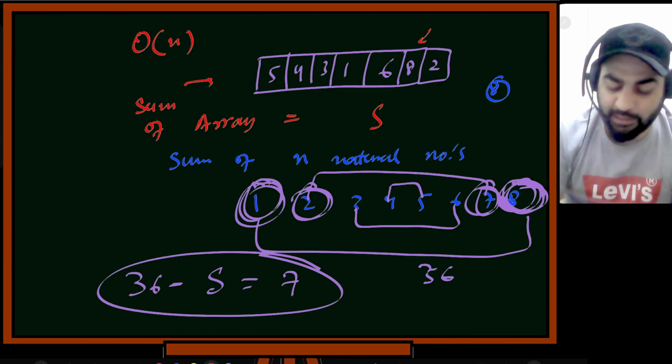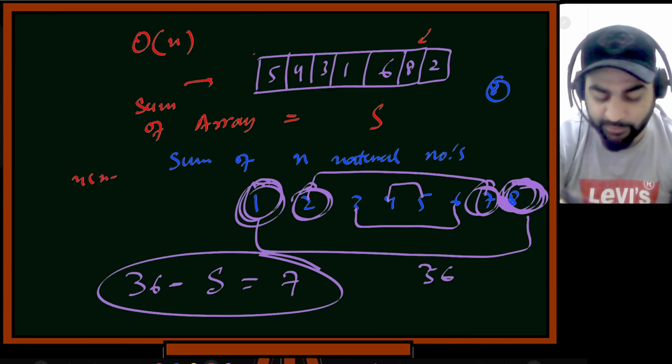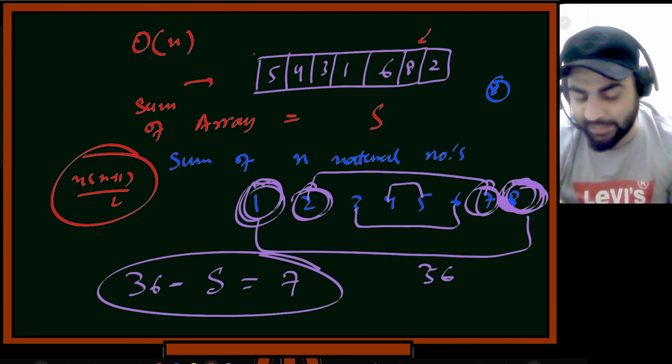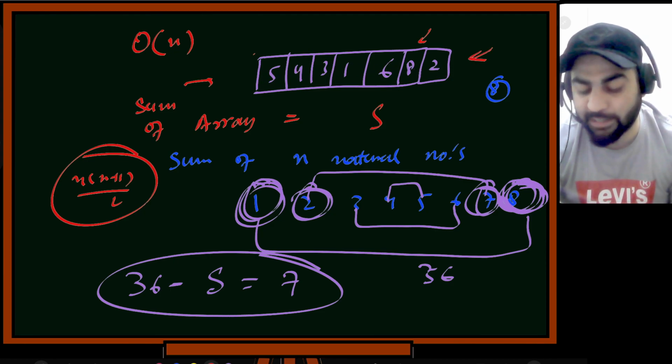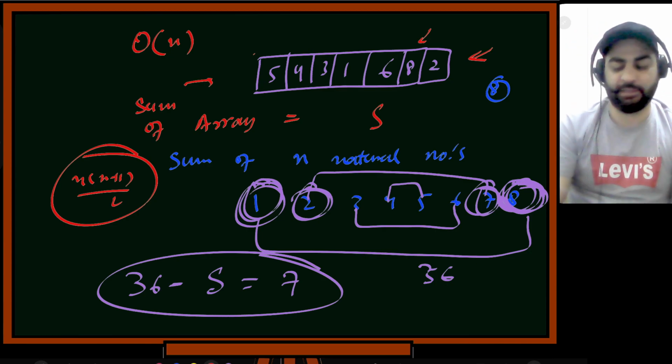If you know the length of the array, you take n into n plus 1 by 2, which takes constant time, and then you just iterate through the array once to get the sum of the array. This is a good approach. Can you think of any other approach? There are other approaches also.